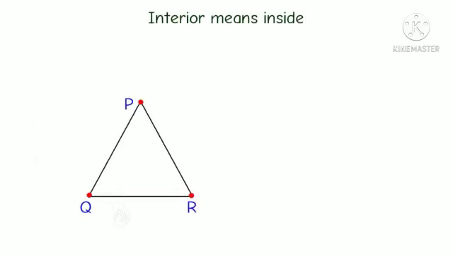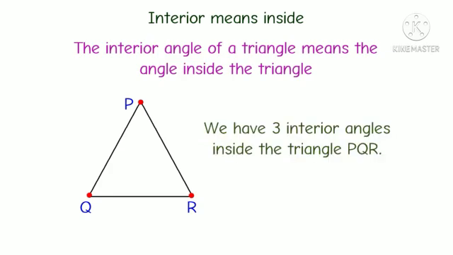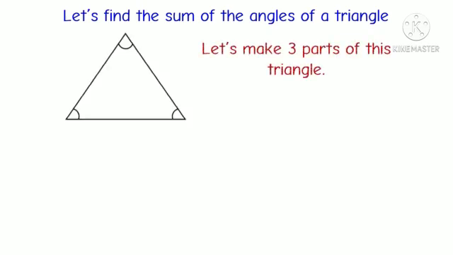Interior means inside. The interior angle of a triangle means the angle inside the triangle. We have three interior angles inside the triangle PQR: angle PQR, angle QRP and angle QPR. Let us find the sum of the angles of a triangle. Let us make three parts of this triangle.